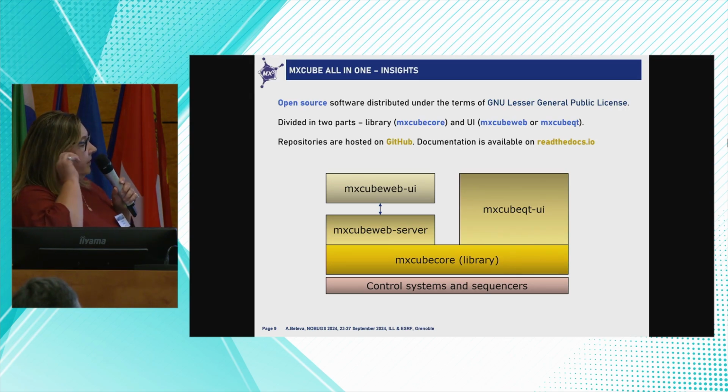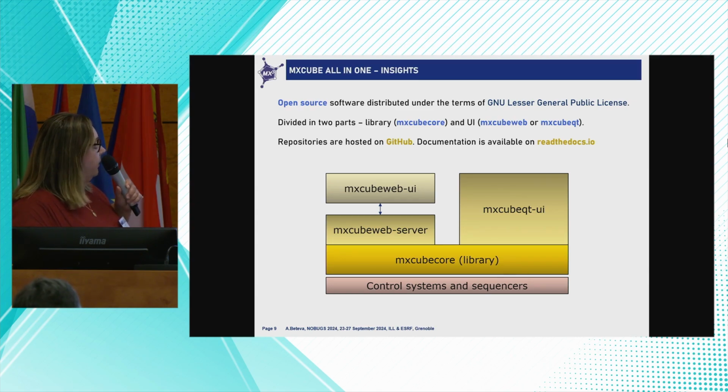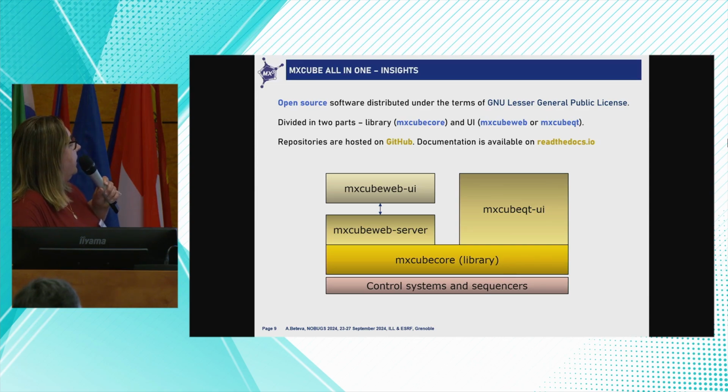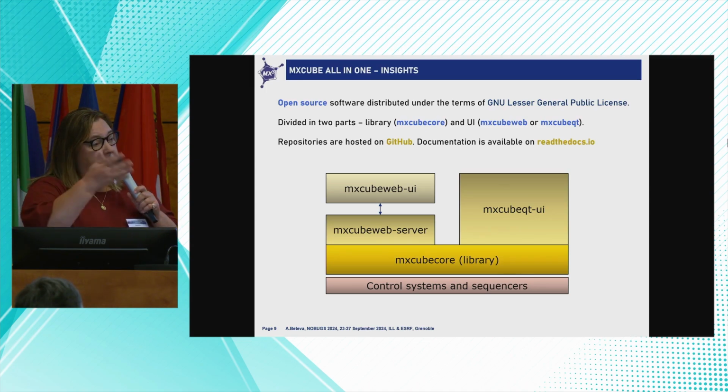Everything which is yellow is MXCube. There is the library, which is shared by the two user interfaces. The Qt and the web server are Python based, and there is also a web user interface. You'll see a little bit more about it later. And there can be different control systems and sequencers. They all go to the same library.